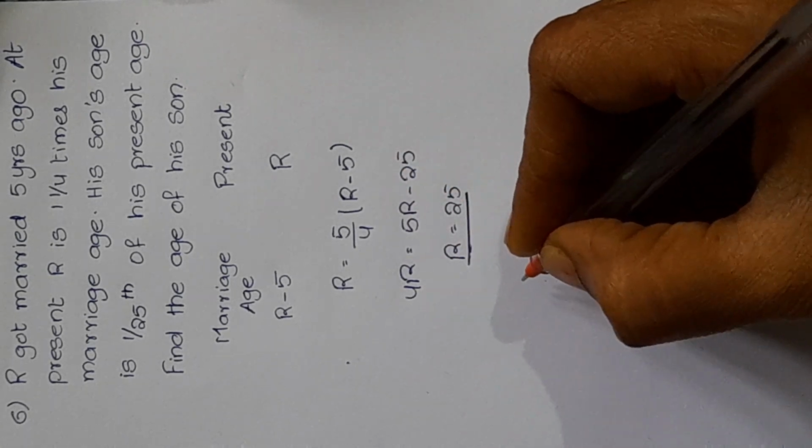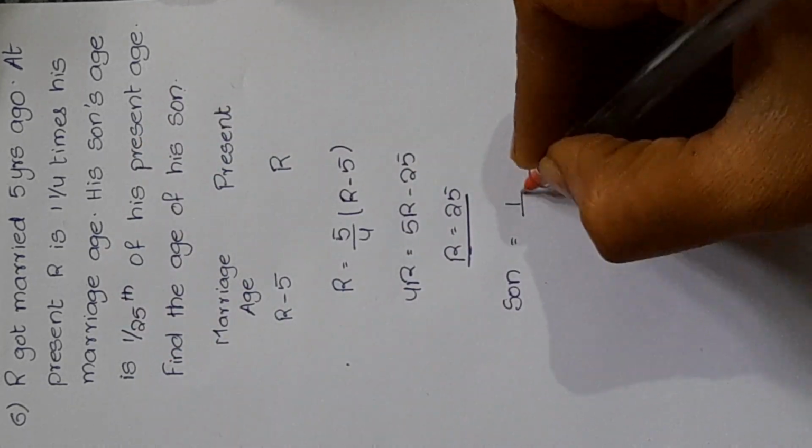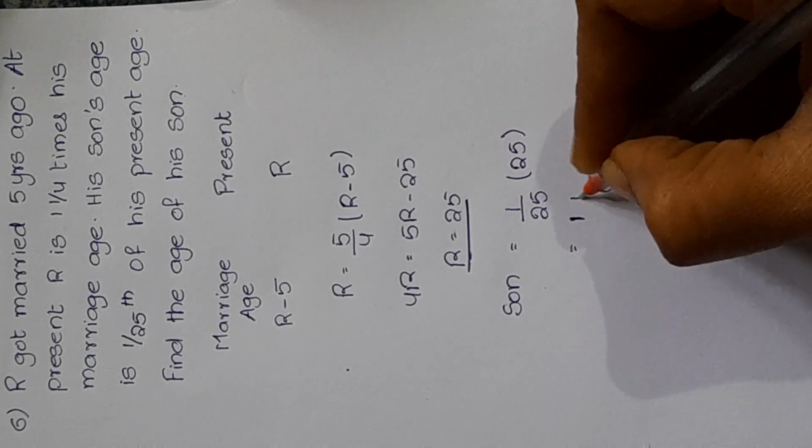years. Now we should find the age of son. So son's age is 1 by 25th of his present age. 1 by 25 into present age of R, that is 1 year.